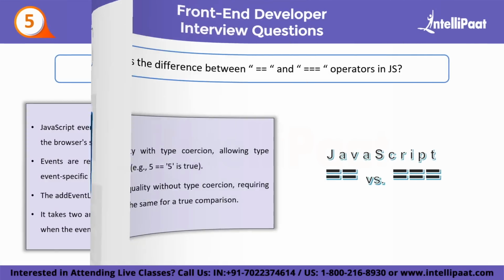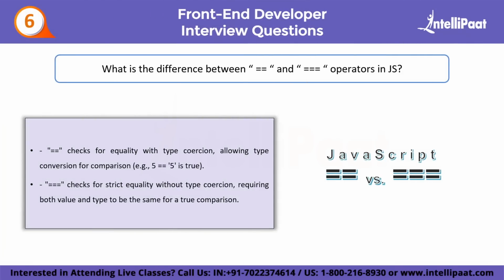Now the next question is, what is the difference between double equal and triple equal operators in JavaScript? The answer to this question would be, the double equal operator is called the equality operator, and the triple equal operator is called the strict equality operator. The double equal operator compares the values on both the sides of the operator. It performs type coercion, which means that it can convert the operands to the same type before making the comparison. For example, it would treat the number 5 and the string 5 as equals.